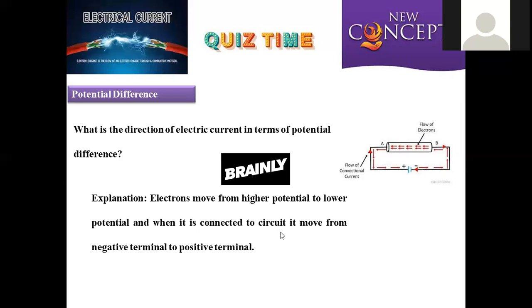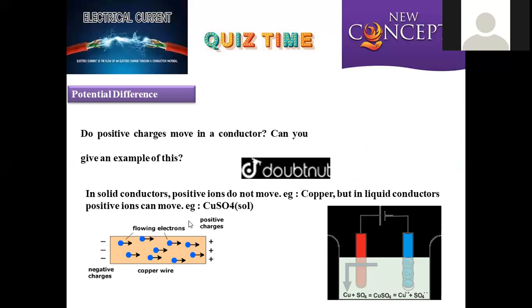And when it is present in the circuit, it moves from the negative terminal to the positive. Negative terminal denotes what? High electron density. Positive terminal denotes what? Low electron density. And that is graphically shown in this diagram, where electron flow is from high density to low density in order to make the equilibrium, right? So this is about the direction of electrical current in terms of potential difference.